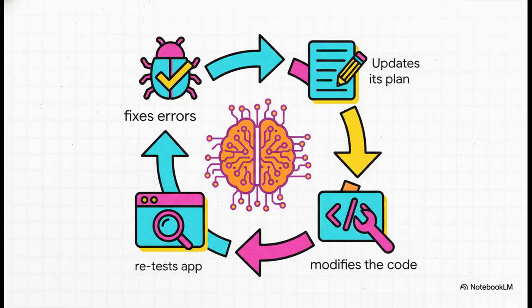So the agent takes that feedback, it updates its little plan, it goes in and modifies the code it already wrote, and then it runs all the tests again. And get this, if it finds an error while it's testing, it'll actually try to fix it on its own before it bothers you. It's this complete closed-loop development cycle.